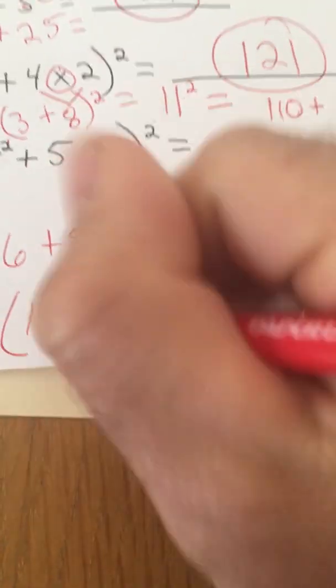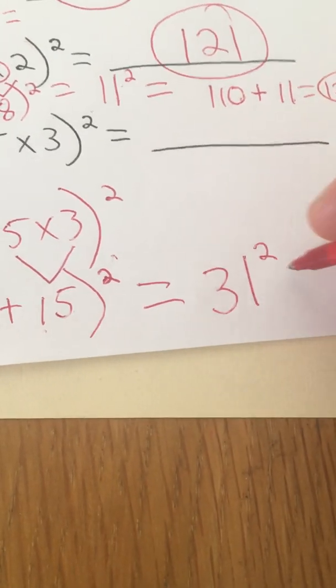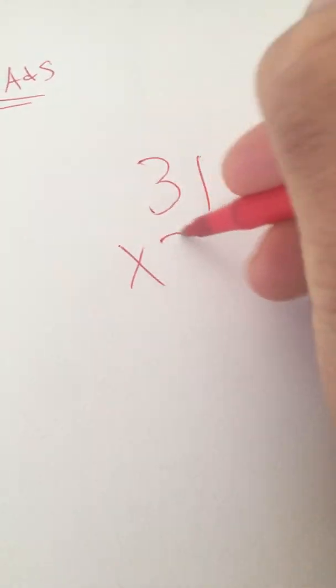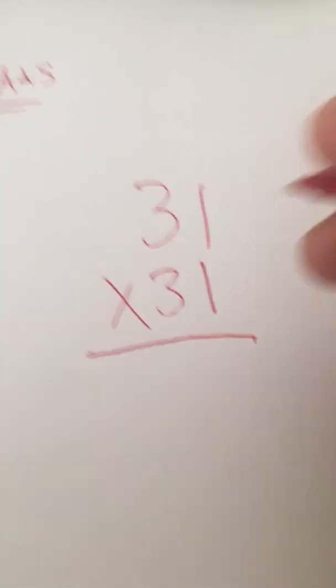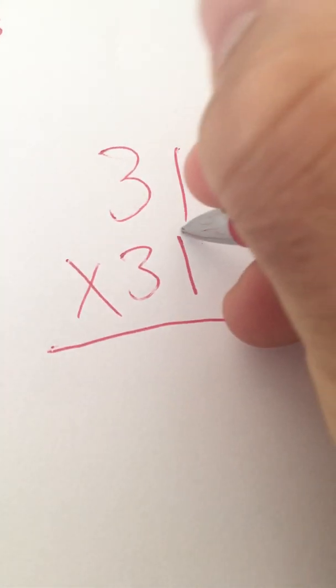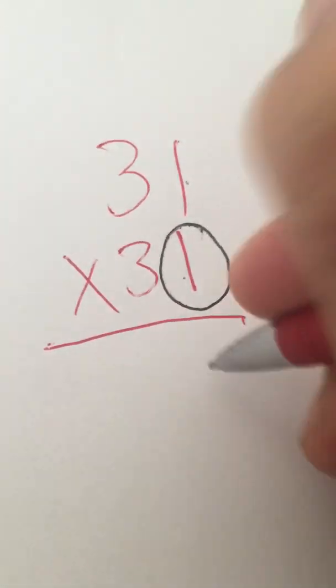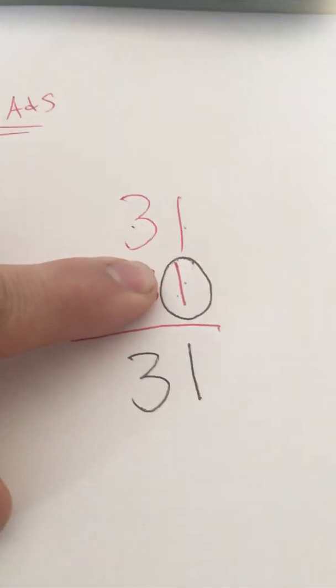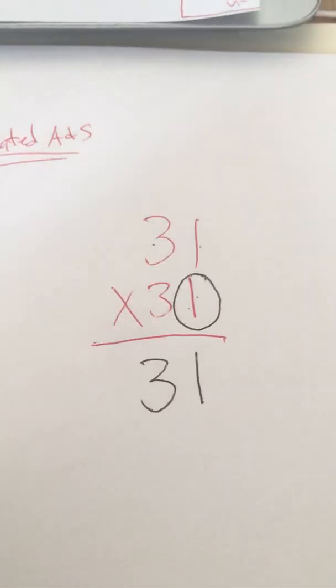And now the parentheses are gone, so we can square it. That's 31 times itself twice. So that's going to be a little bit harder. Last one, 31 times itself twice. What's 31 times 31? Start in the bottom right-hand corner. 1 times 1 is 1. 1 times 3 is 3. So all we did so far is 31 times 1, which you'll see our partial product is 31.